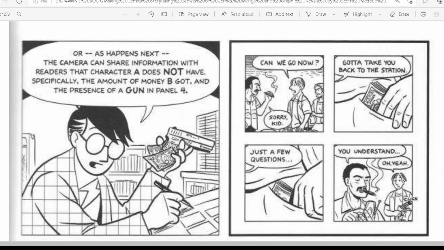Or as happens next, the camera can share information with readers that character A does not have, especially the amount of money B got and the presence of a gun in a panel.